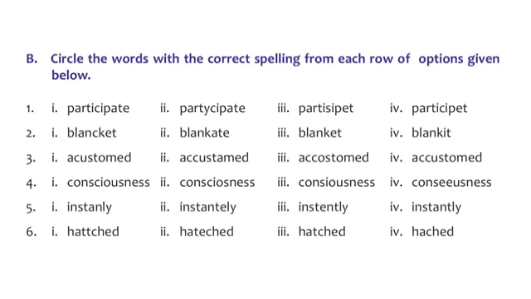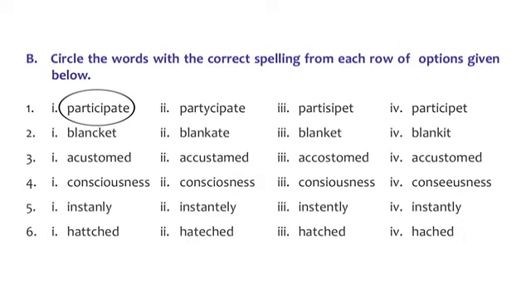Let's move on to page 21, where another exercise is given, again based on spellings. Let's look at it. Circle the words with the right spelling from each row of options given below. There are rows of options given. You have to pick out the right spelling. Let's look at one. Participate is given with different spellings. Pick out the right spelling. This is where you have to learn the spellings of these words so that you can pick out the right one. The first option is the answer.